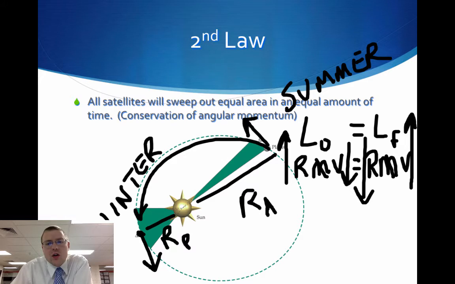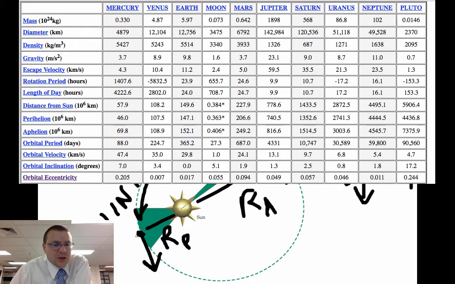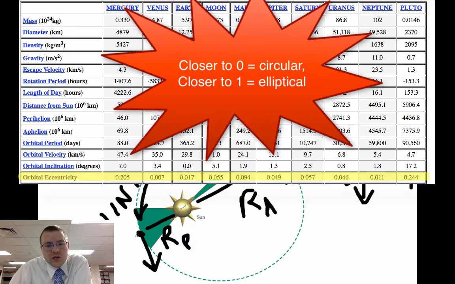Again, how elliptical you are all depends on the eccentricity of your orbit. If you look at that planetary fact sheet I gave you, it'll tell you how eccentric it is. The closer it is to 1, the closer the planet orbits in a perfect circle.